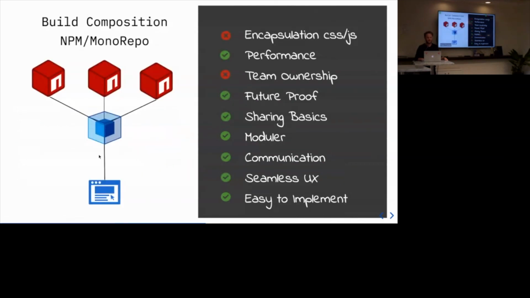So another approach: build time composition. That can be done usually with NPM or maybe some kind of monorepo, where each team has its own folder and everything gets built together. So the idea is you have one application that consumes all the other applications, either from different folders or from an NPM package. All those things are built together in one big build cycle.